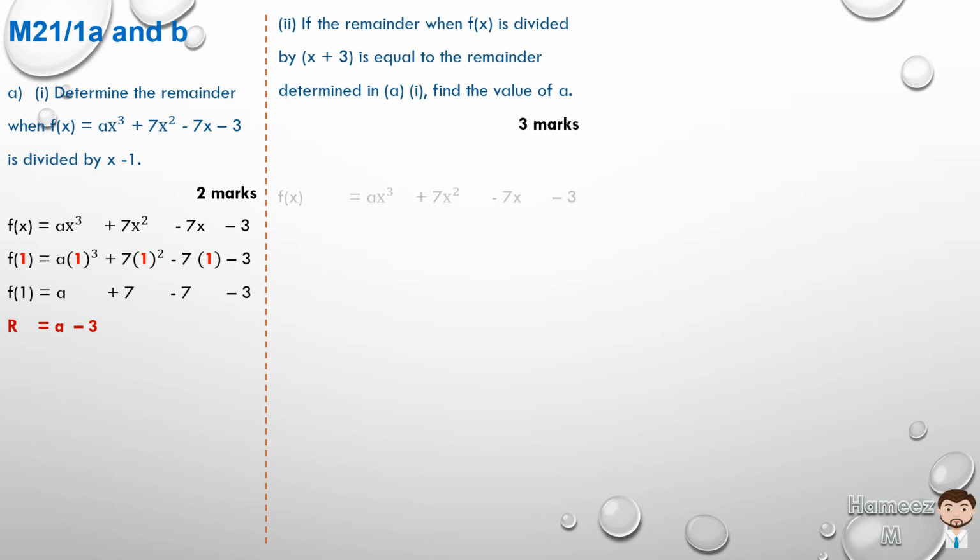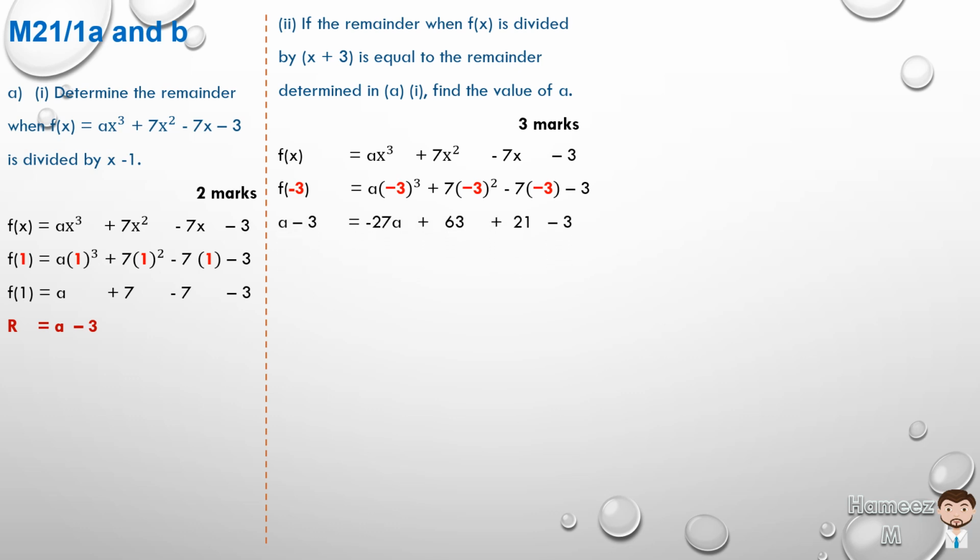So let's rewrite the function again. f(x) equal to ax cubed plus 7x squared minus 7x minus 3. And since we're dividing by a linear factor x plus 3, let's make x equal to minus 3. So we substitute and we get f(-3) is equal to a by (-3) cubed plus 7 by (-3) squared minus 7 by (-3) minus 3. And we know the remainder for f(-3) is the same as in part 1, so we can substitute for that.